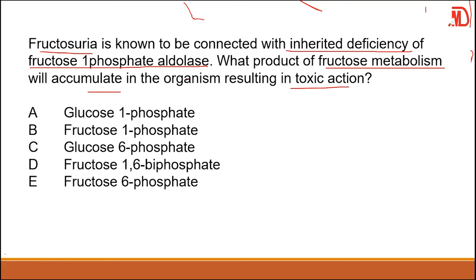So now you have fructose 1-phosphate aldolase. So what will be accumulating? This is a deficiency. What will be accumulating from the name? The answer is fructose 1-phosphate. So guys, don't get confused. The answer is B, fructose 1-phosphate. As simple as that. All right.